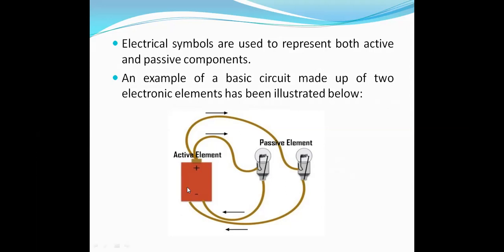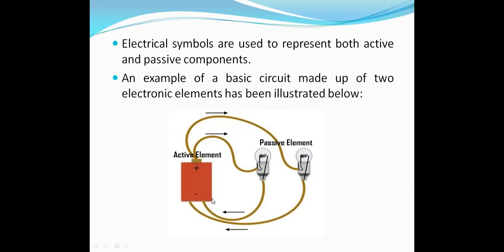Here, the circuit in the example represented in this slide contains an active element and a passive element. There is an interconnection between these active and passive elements with the help of connecting wires. If you want to make an interconnection between these two, we need connecting wires. Then only a complete circuit will be formed.